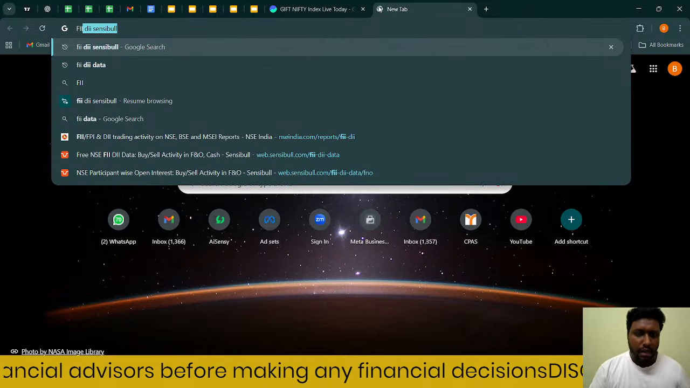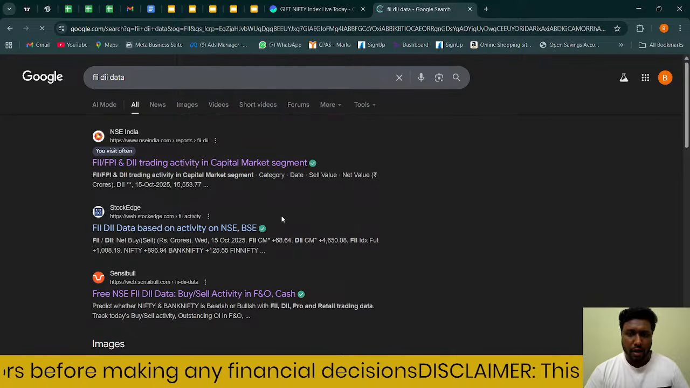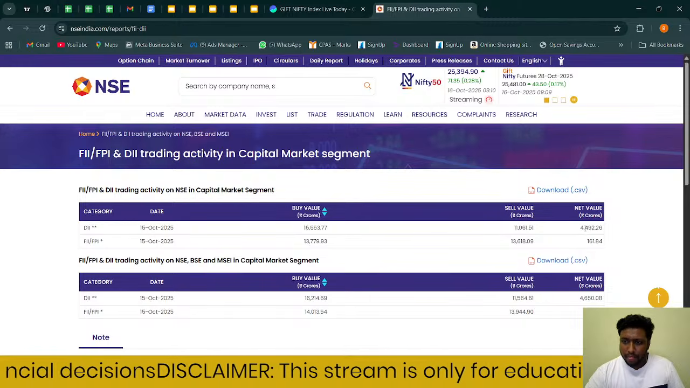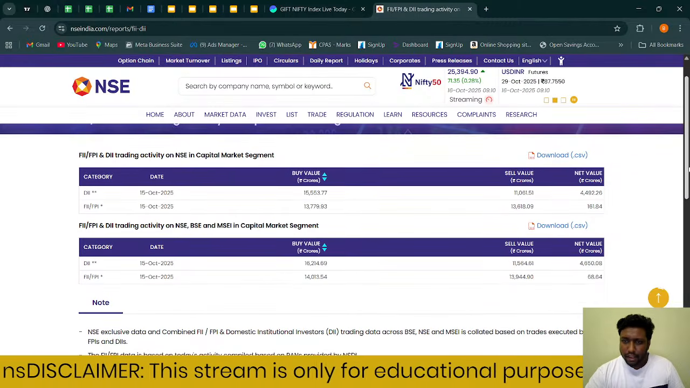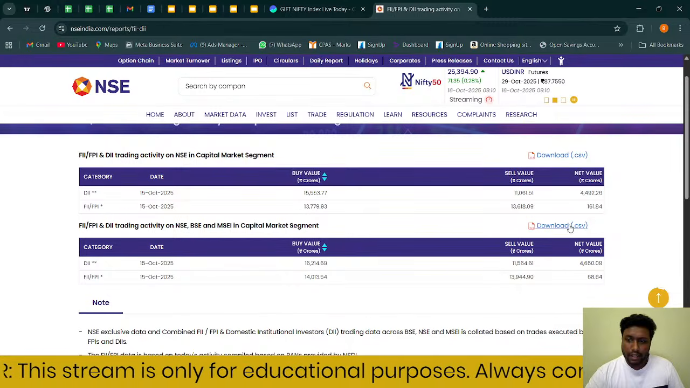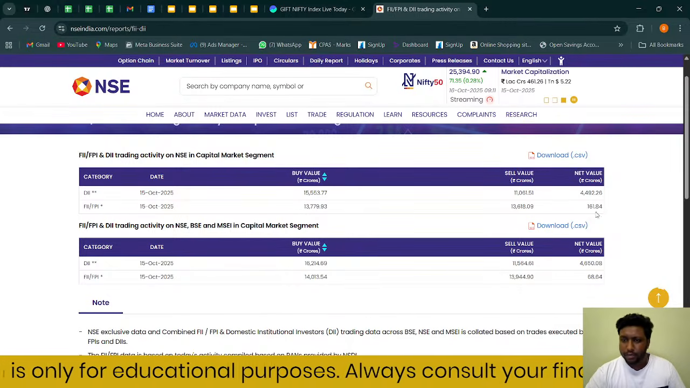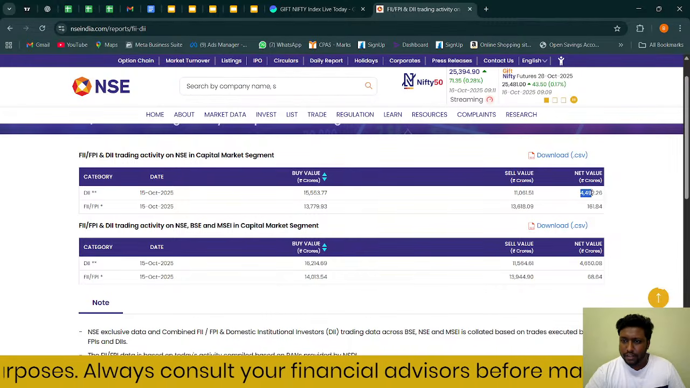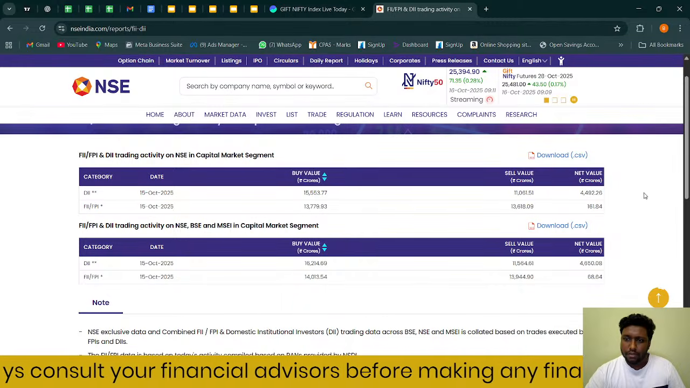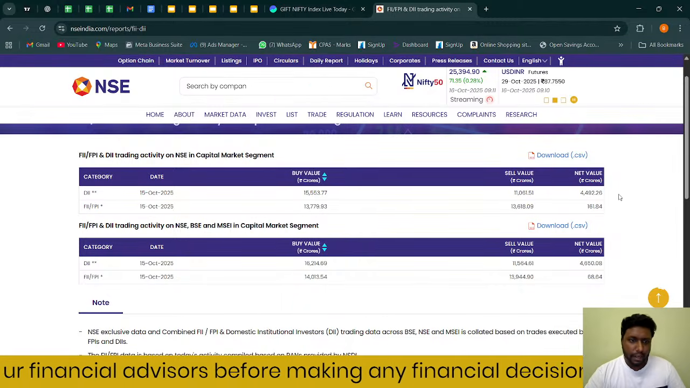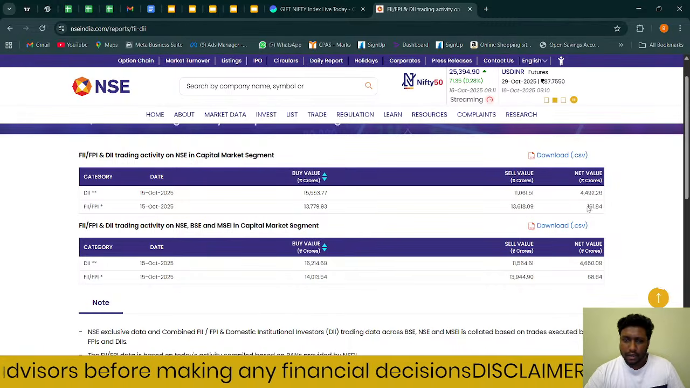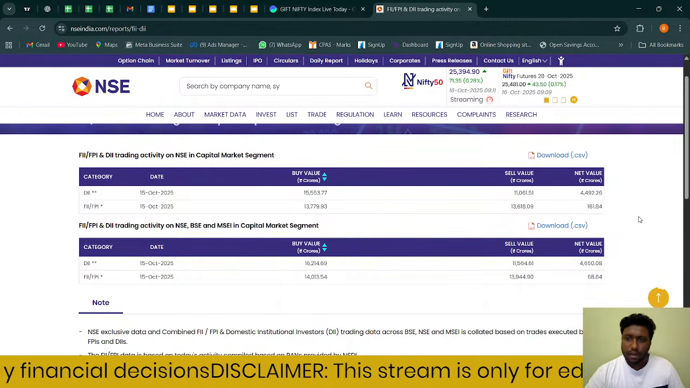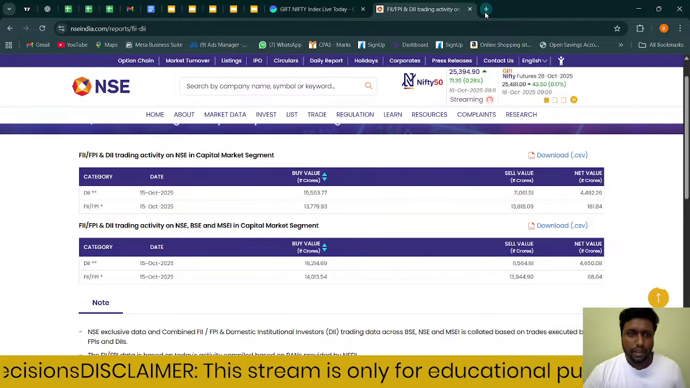So let's have a quick look at FII data. What happened with FII? It was an odd day yesterday. You can clearly see that FII also entered a net positive value, and DII also continued its buying strategy. Almost 4,500 crore was added by DII to the cash market, and FII also added 161 crores to the cash market.